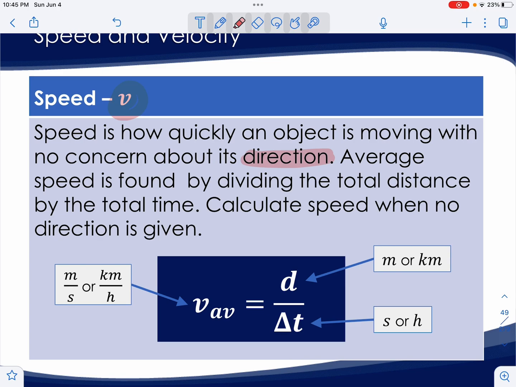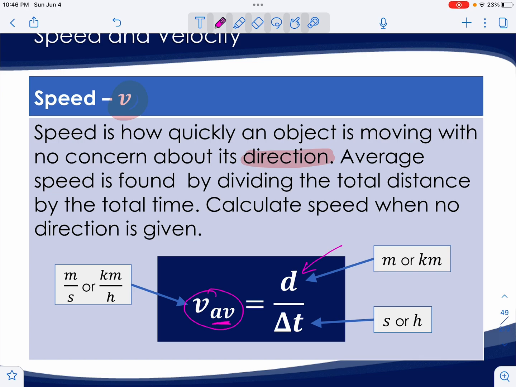Average speed is found by dividing the total distance by the total time. Calculate speed when no direction is given. So here's our equation for average speed. See this, this is V, and the AV stands for average, so the average speed. And here we have this D denotes the total distance.